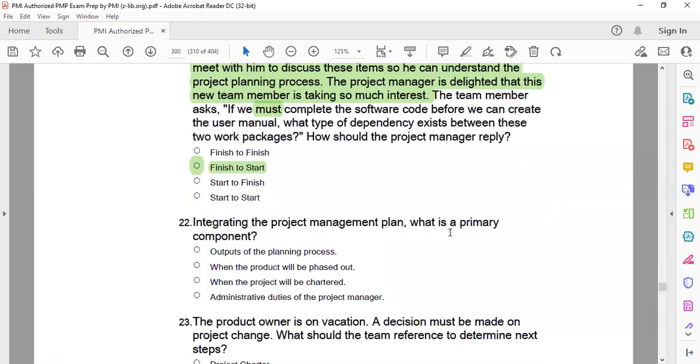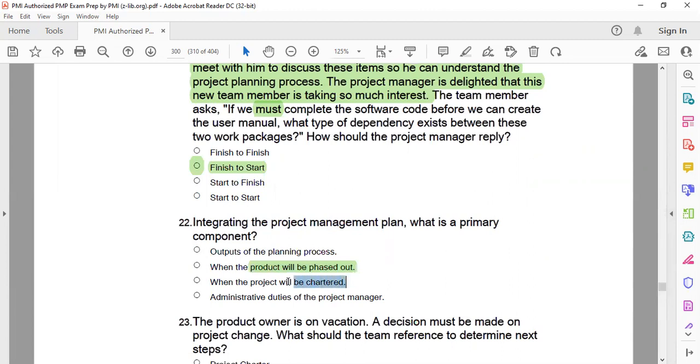Integrating the project management plan. What is the primary component? Output of the planning process, when the product will be phased out, when the project will be chartered, or administrative duties of the PM. Integrating the project management plan means no hurry. And that product relation has nothing to do with the project manager.